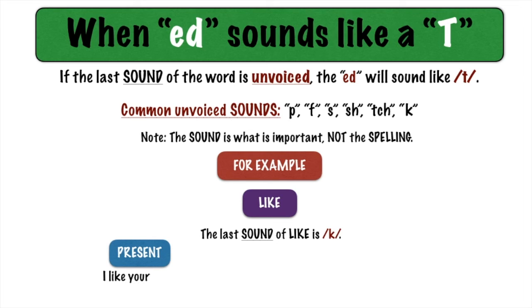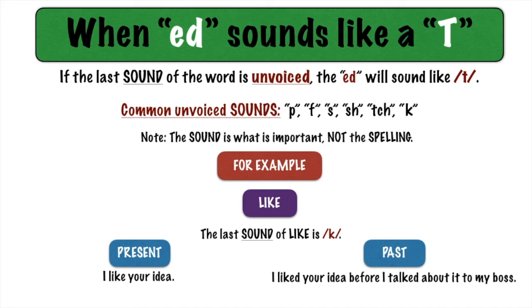In the present tense, we say, I like your idea. And in the past tense, we say, I liked your idea before I talked about it to my boss. You can see here that talked also sounds like a t at the end because the last sound in talk is k. So, I liked your idea before I talked about it to my boss.